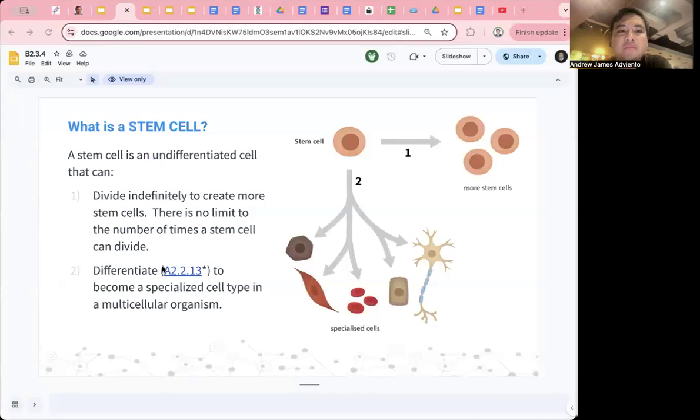So what is a stem cell? Before we dive into the different types, let's define stem cells. Stem cells are unspecialized cells that have the ability to self-renew and differentiate into various cell types. They are essential for growth and development, tissue repair and regeneration, and maintaining the body's cellular balance. There are three main types based on their ability to differentiate: the totipotent, pluripotent, and multipotent stem cells.